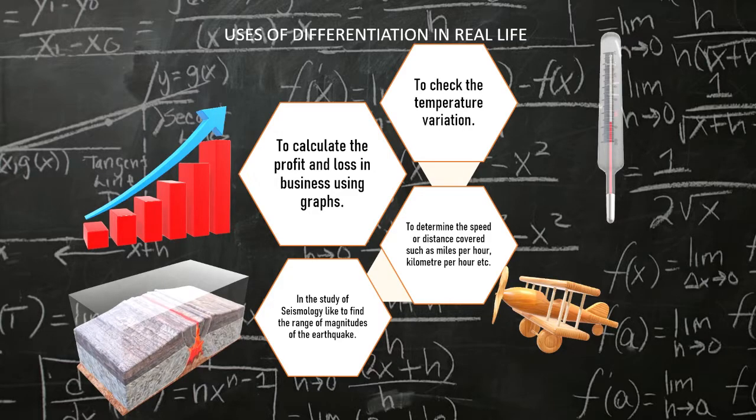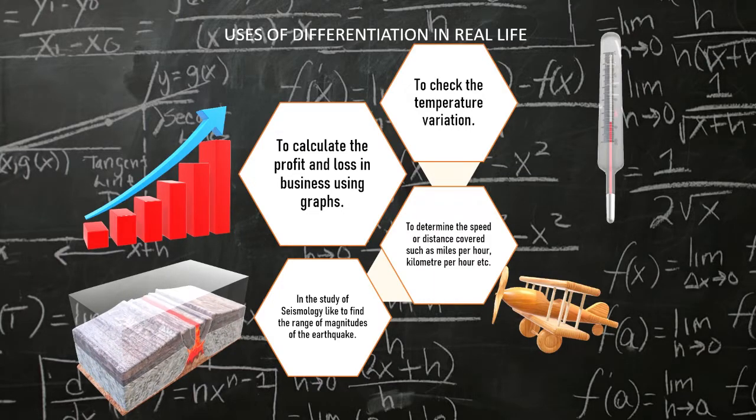Number one is to calculate the profit and loss in business using the graph, and then to check the temperature variation. Other than that, to determine the speed or distance covered, such as miles per hour or kilometers per hour. And the last one is in the study of seismology, to find the range of magnitudes of an earthquake.